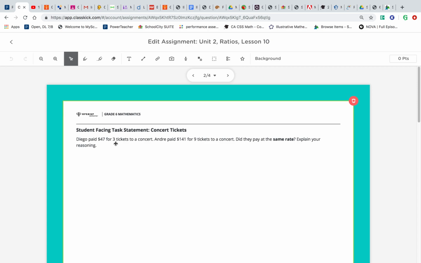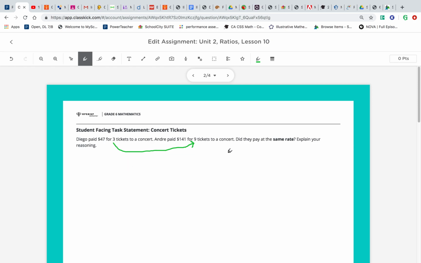And in this case here, I noticed that Diego got 3 tickets for this much money. Andre got 9 tickets. And so a little alarm bell can kind of sound in my mind saying, wait, if I know what he paid for 3, it's going to be really easy to figure out what he paid for 9, because all I've got to do is figure out how do we go from 3 tickets to 9 tickets. Well, I know that if I just multiply this by 3, I get to 9 tickets. So I can multiply this by 3 as well.